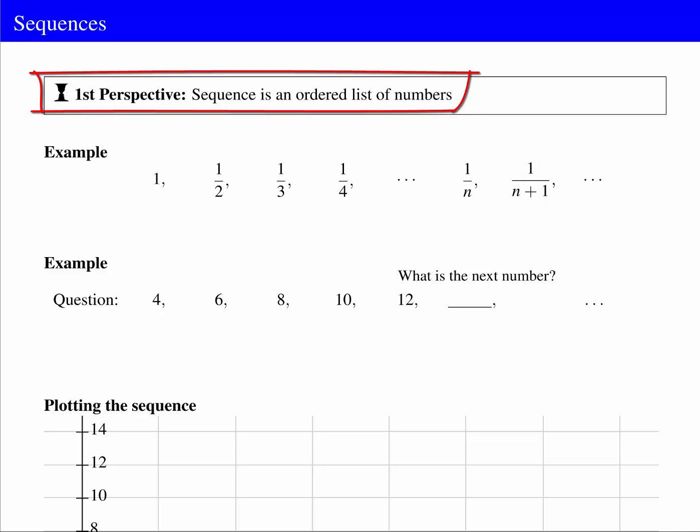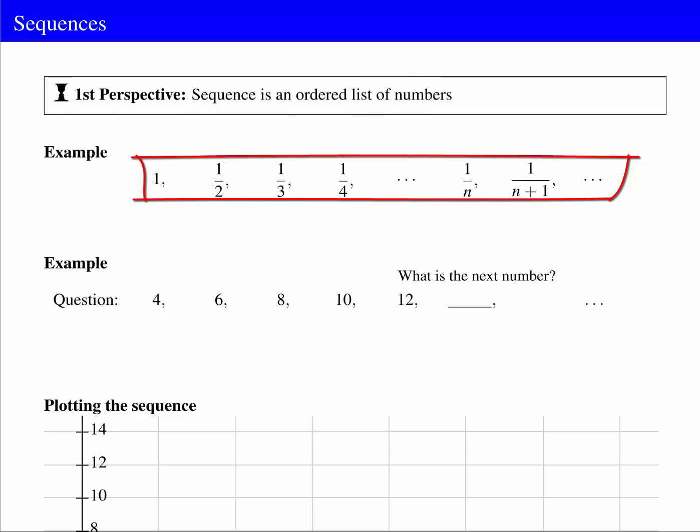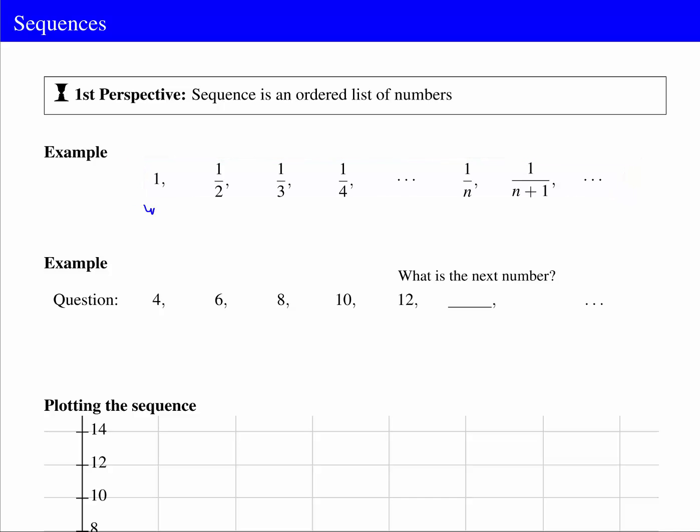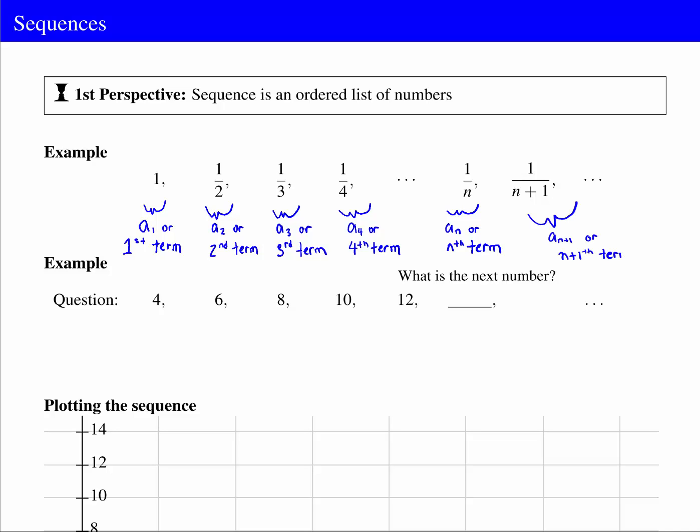From the first perspective, a sequence is an infinite ordered list of numbers. For example, we could have 1 followed by a half, followed by a third, followed by a quarter, etc. Keep going, 1 over n plus 1. So this first one, we would label as a1 and refer to as the first term. Similarly, the second one, which is a half in this list, we'd call a2 and refer to as the second term. The nth one, 1 over n, we'd label as an and refer to as the nth term.